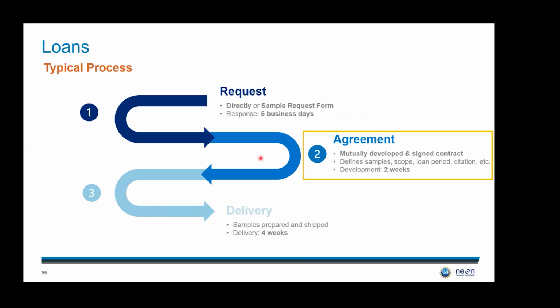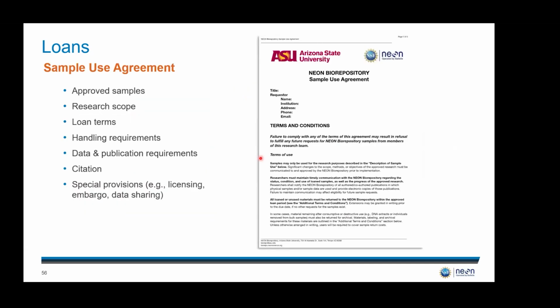We do also mutually develop a sample use agreement, which is a signed contract with a researcher during this step as well. The exact contents of a sample use agreement will, of course, vary across every single loan and every single request. But the general information it includes is a list of those approved samples, the scope of that research, the loan terms, any handling or data publishing requirements that we have, any citations, and of course any special provisions that need to be worked out with a researcher. We'll do that as well.